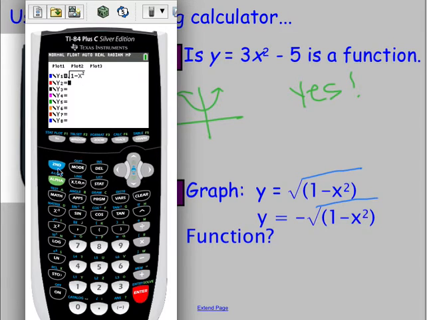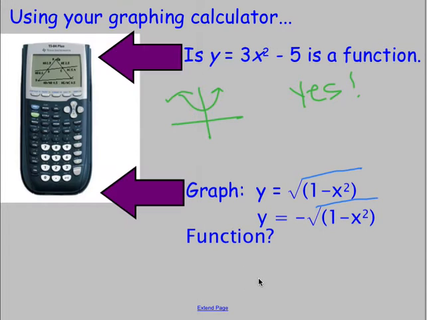Hit enter. And now I want negative. Make sure you hit the negative button that's below the 3. Okay, otherwise it's a subtraction and we don't want that. So then we're going to do the same thing. 1 minus x squared. And I'm going to go ahead and hit graph. Graphically, that's what that looks like. It looks like a circle. So, would that one pass my vertical line test? Would it touch more than one point at a time? Yes, it would. So, since it will touch more than one point, we say no, it is not a function.